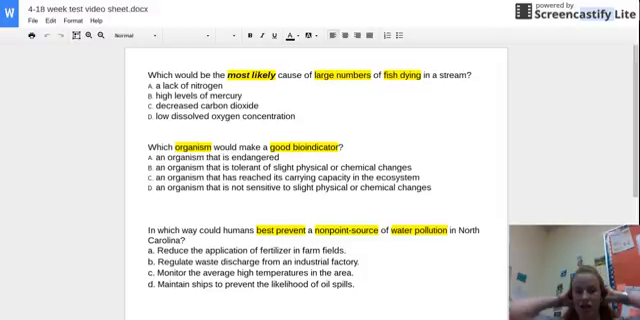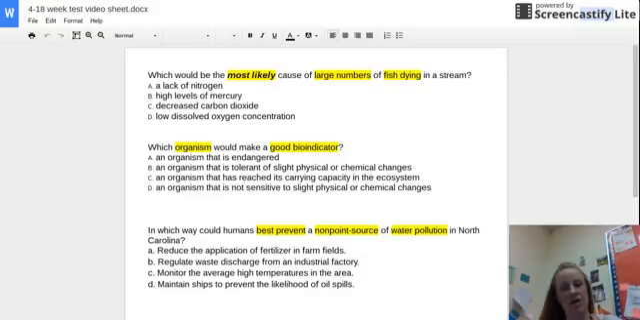Well, if it's high levels of something, it could be a problem, but that's not something that really pertains to us in this case. C, decreased carbon dioxide. Well, animals might benefit from that, but plants would not, so it wouldn't be affecting both in a positive way. And lastly, D, low dissolved oxygen concentration. We know that if there is not a lot of oxygen, then these animals in the water would not be able to breathe. So my best answer choice here would be D, the low dissolved oxygen concentration.